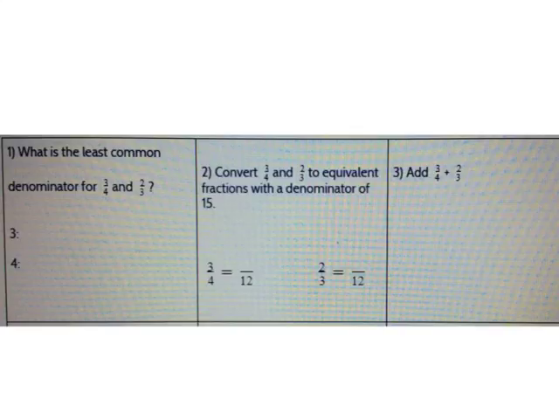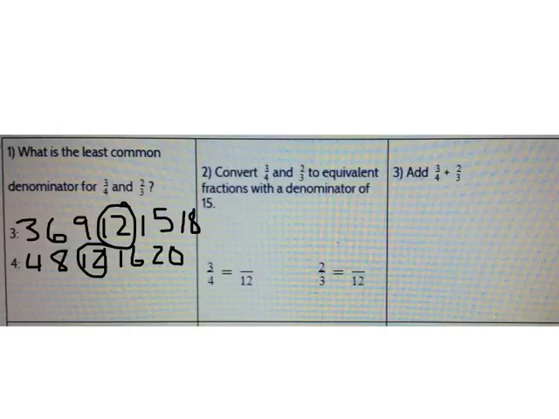Let's start with our do now. We are going to take the steps to add the fractions 3/4 and 2/3. Let's start by listing our multiples to find the least common denominator. What's the least common denominator of 3/4 and 2/3? List the multiples of 3 and 4 and find the smallest number on both lists. The least common denominator is 12.